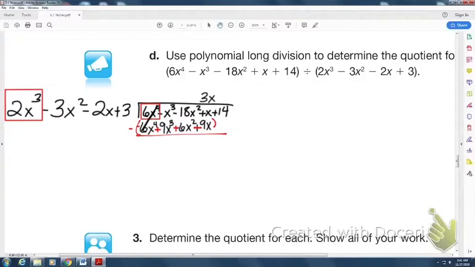Then after that, I have negative x cubed plus 9x cubed, which is going to give me 8x cubed. Negative 18 plus 6 is going to give me negative 12. 1 minus 9 is going to give me negative 8. And then I drop down.